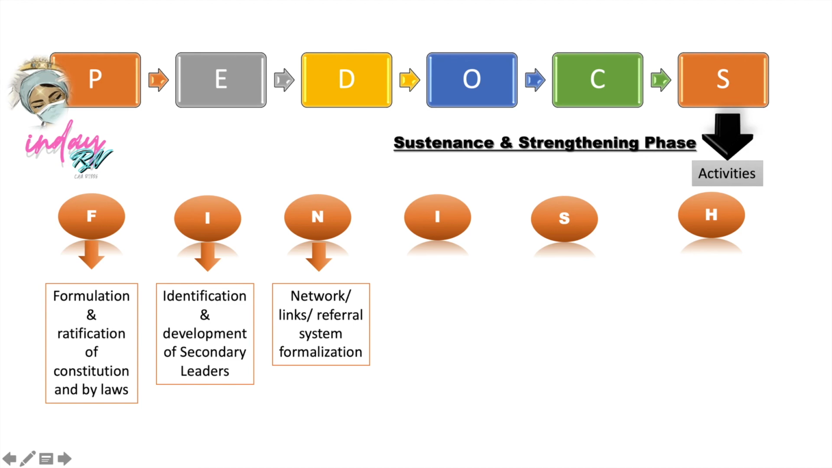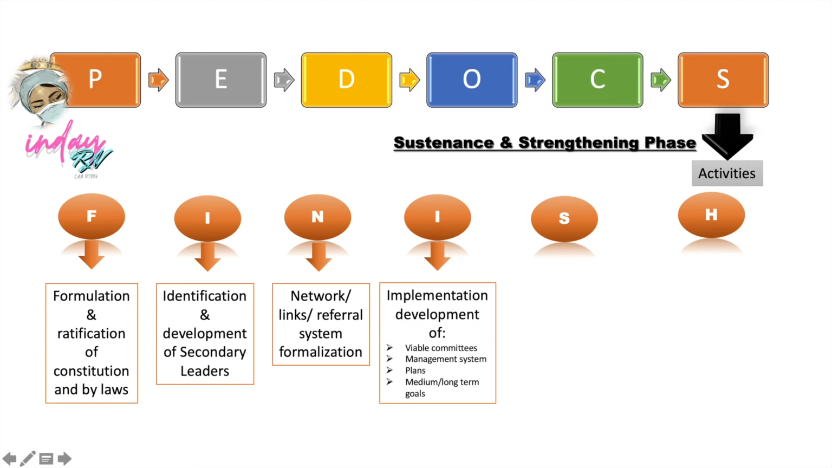The next one is I, that is implementation and development of viable committees, management system, plans, and medium and long-term goals. In here, the development and implementation of viable committees, meaning to say, we mentioned earlier that there should be a working community, right? In that working community, we need to monitor it in order for it to be viable, in order for it to be visible. They should be able to be seen like an independent unit or independent committees. Okay? That is working or functioning.